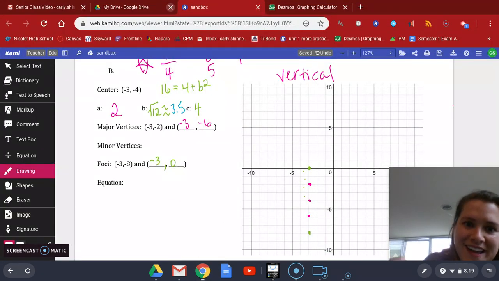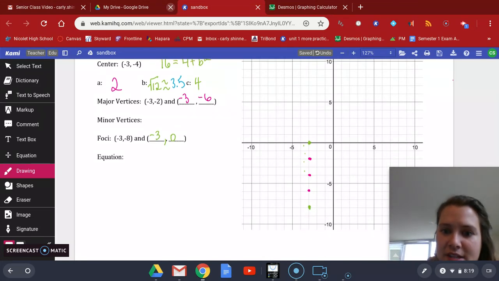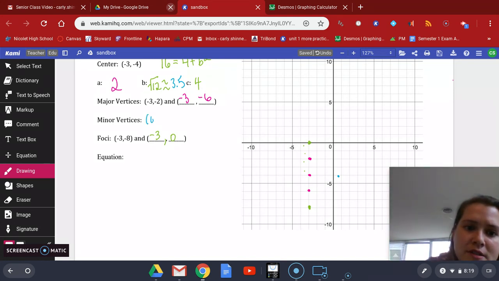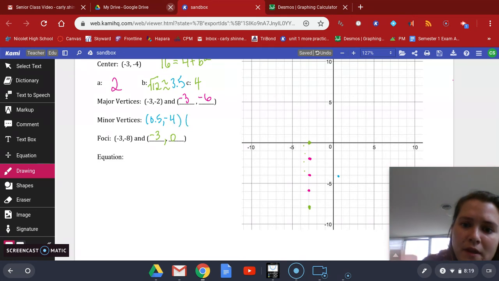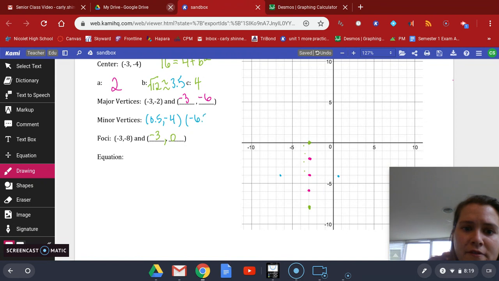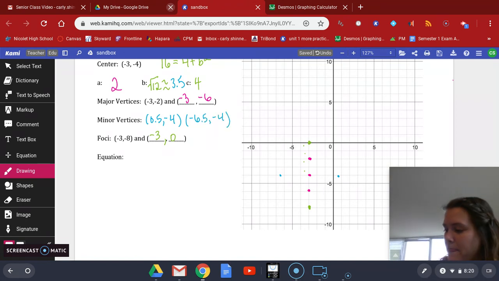That's a nice one. Alrighty, so I'm going to go 3.5 out horizontally. So that gets me to about 0.5 and then down 4. And then I'm going to go out 3.5 from the center to the left here. And that gets me to about negative 6.5, comma negative 4, I believe.